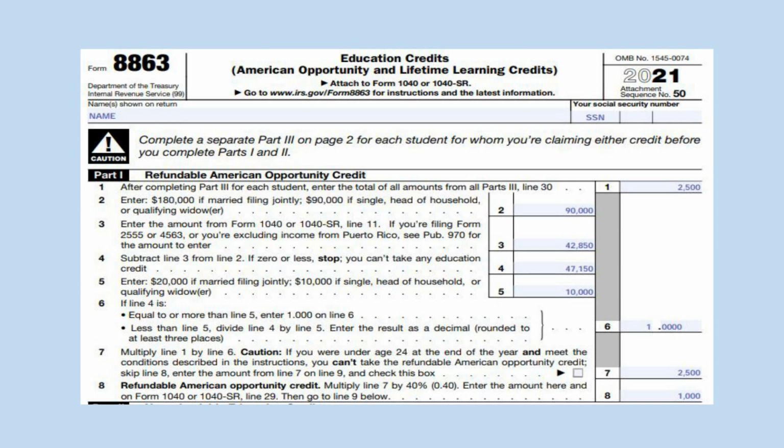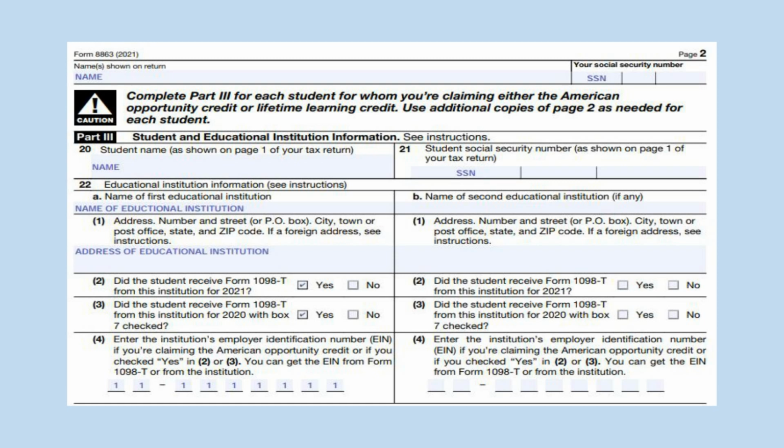Line 1 of the Form 8863 directs us to Part 3, so we will start there. On line 20, put your name. On line 21, your Social Security number. On line 22A, put the name of the educational institution that you are attending. On line 22A1, put the address of the institution. On line 2, put whether or not you received a Form 1098-T from the institution.